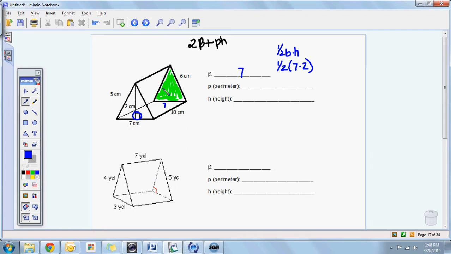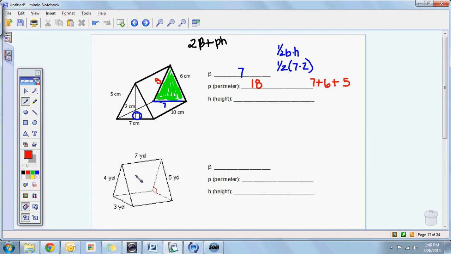And now I need to find the perimeter of this shape. So I'm going to do the distance around this triangle. So I know that this side is 7. So I'm going to do 7 plus 6 plus, I don't see this side. So I'm going to look up to the other triangle. This side is 5. So 7 plus 6 plus 5. And if you add those all together, you'll get your perimeter, which is 18.